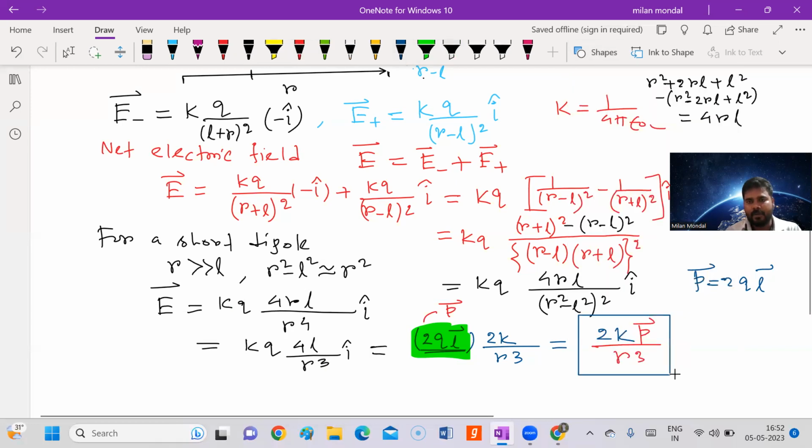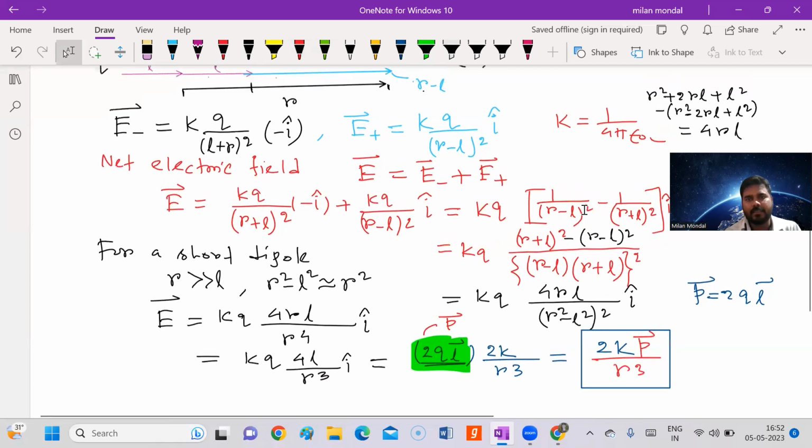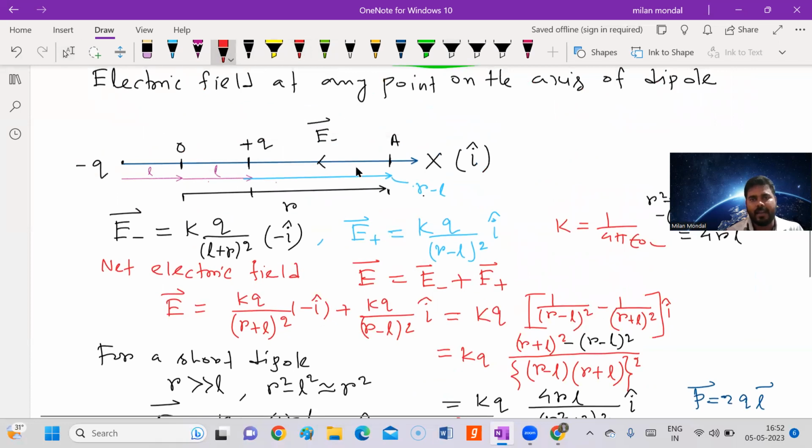The electric field due to an electric dipole at a distance R along the axis. You can see our resultant field is also along I cap. This will be the direction of the net total field, and along this same axis, first we are writing this as the direction of E plus. Then the resultant field is also along the same direction. So along the same direction we have the net field.